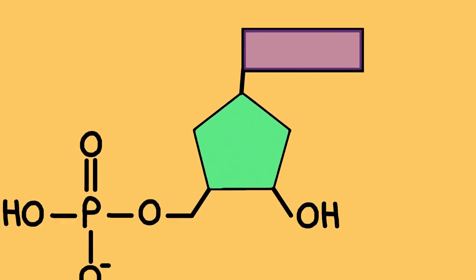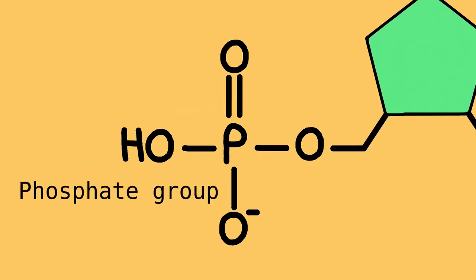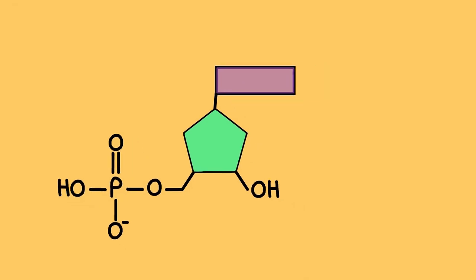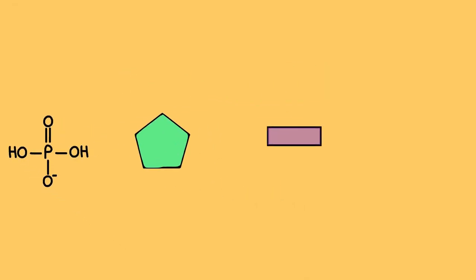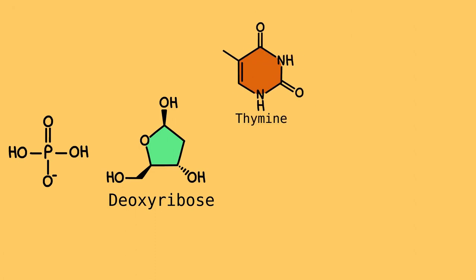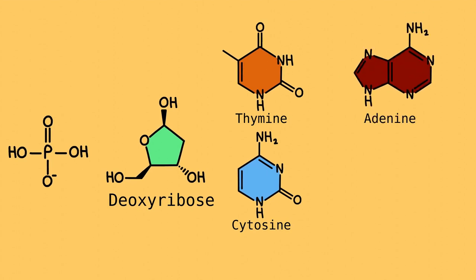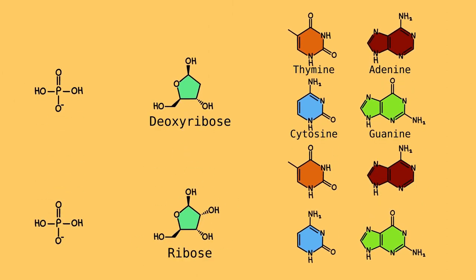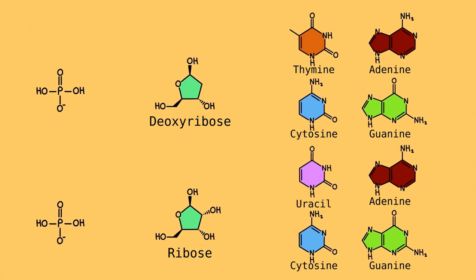Each nucleotide consists of a pentose sugar, a phosphate group, and one of four nitrogen-containing organic bases. In a DNA nucleotide, the pentose sugar is deoxyribose, and the nitrogenous base may be one of the single ring pyrimidines, thymine or cytosine, or one of the double ring purines, adenine or guanine. In an RNA nucleotide, the pentose sugar is ribose, and the nitrogenous base may be one from adenine, guanine, cytosine, or uracil.